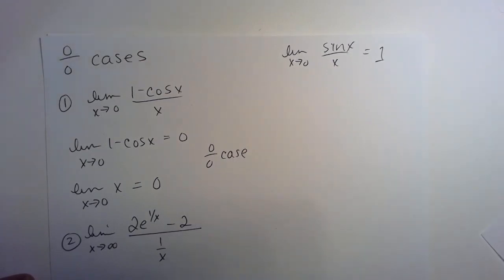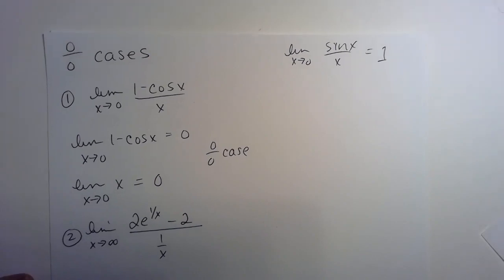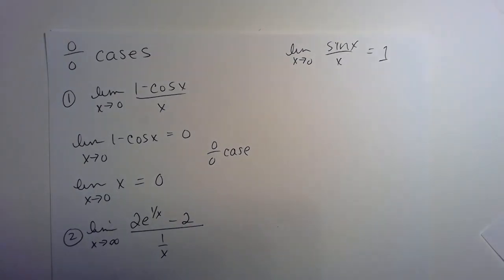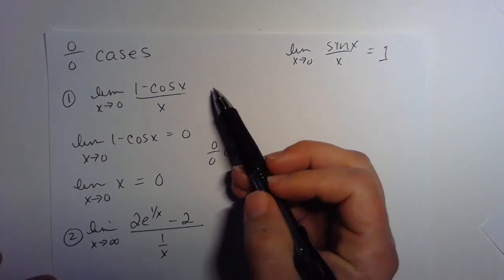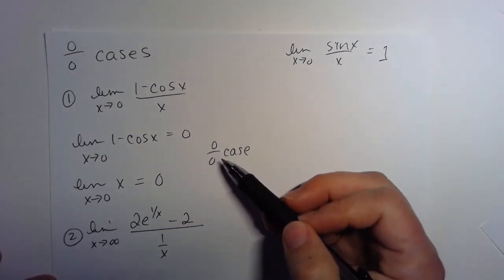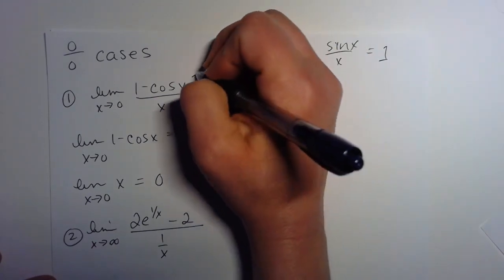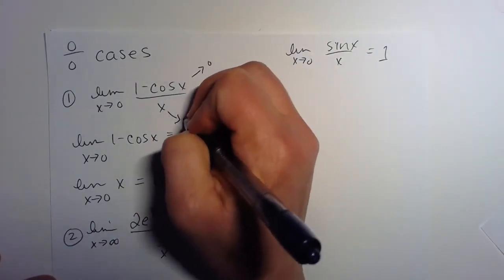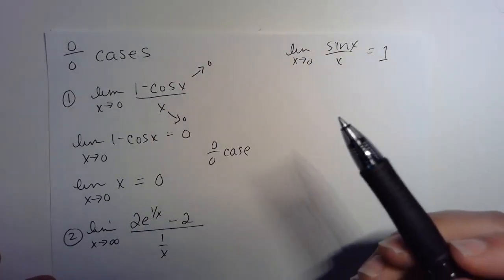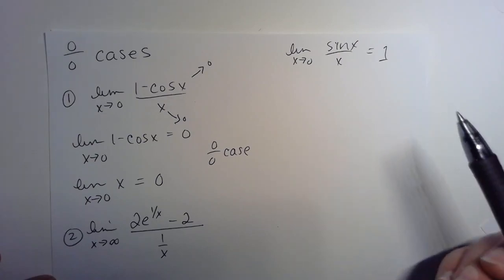I'm trying very hard not to write that this is equal to 0 over 0 because I've been grading for AP Calculus, and that is a major sin in their eyes. So we don't write that this is equal to 0 over 0, we write that it's a 0 over 0 case. Or we could write that it's 0 over 0 with a note, but we don't write that it's really equal to 0 over 0, so try not to do that.